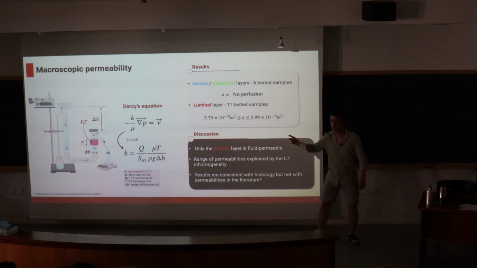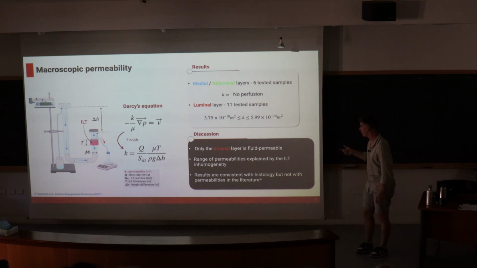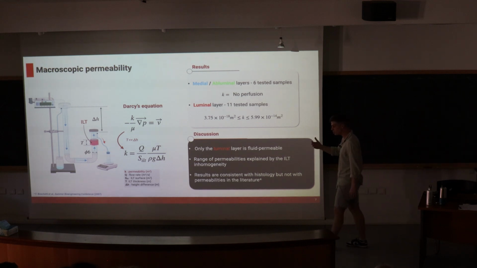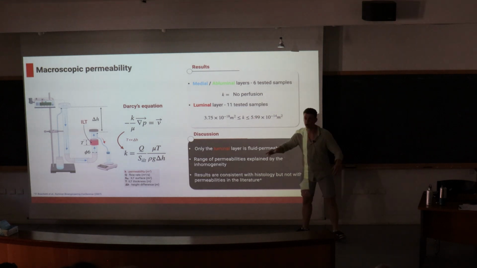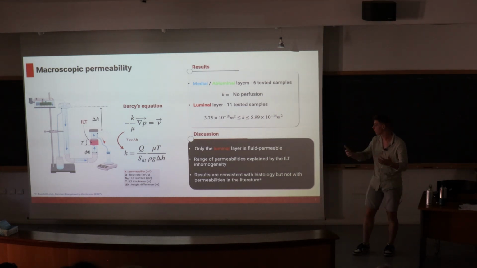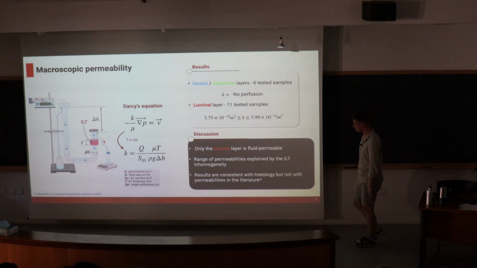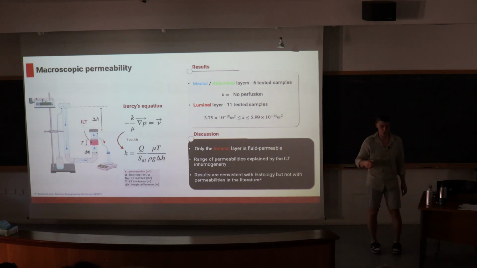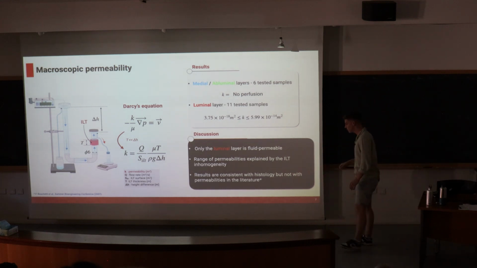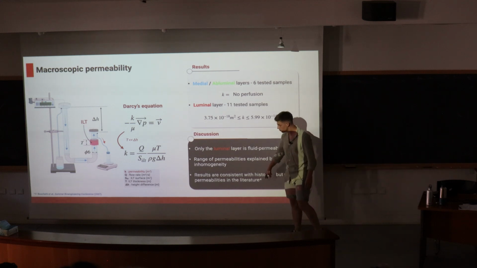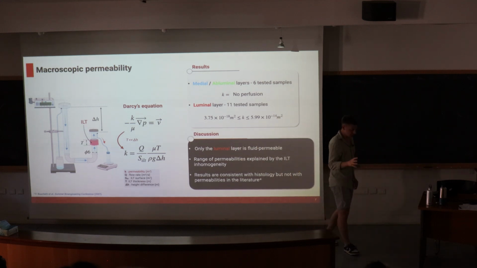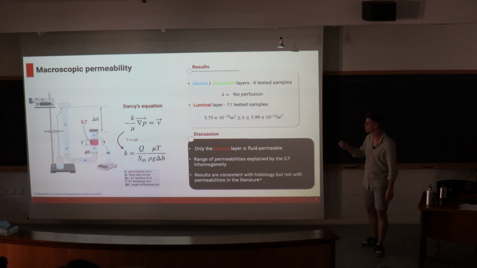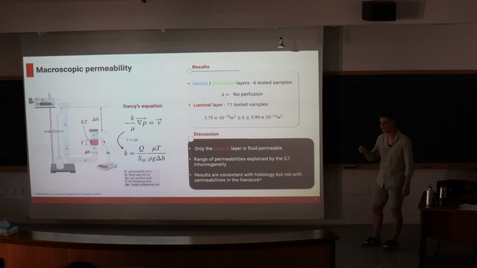The wide range of permeabilities can be explained by the fact that this is biology, so we have a lot of inhomogeneity. I tested 11 samples from 11 patients, so that is the reason why we have differences. Those results are consistent with histological findings that I will show you a little bit later, but not with some permeabilities found in the literature, with the work of Bocchetti, who said that all of those 3 layers were fluid permeable. And you will see that it's impossible.